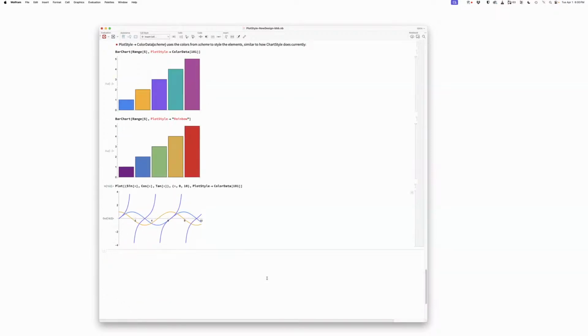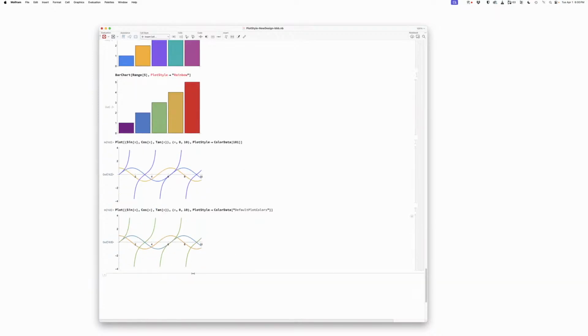Okay, but here I can say color data of 101. And those are those colors. That's nice. But what is the one for the defaults? Default plot colors. I guess you're not in a recent 14.3, or that should autocomplete, I think. Didn't we add that autocompletion, Brett? It's supposed to be added. I don't know if it's in the 14.3 builds yet. Okay. Right. That autocompletion is elsewhere.